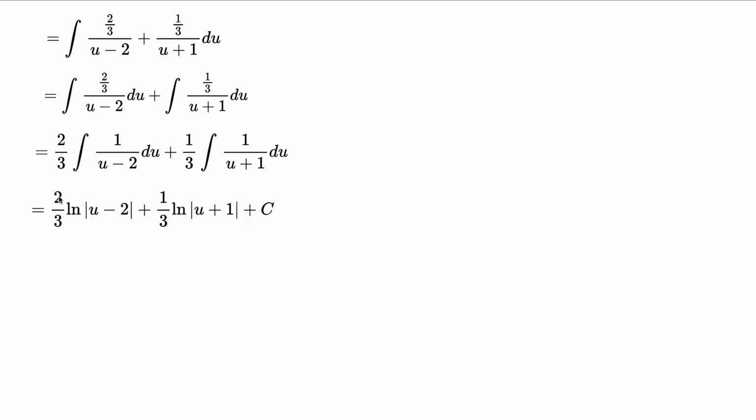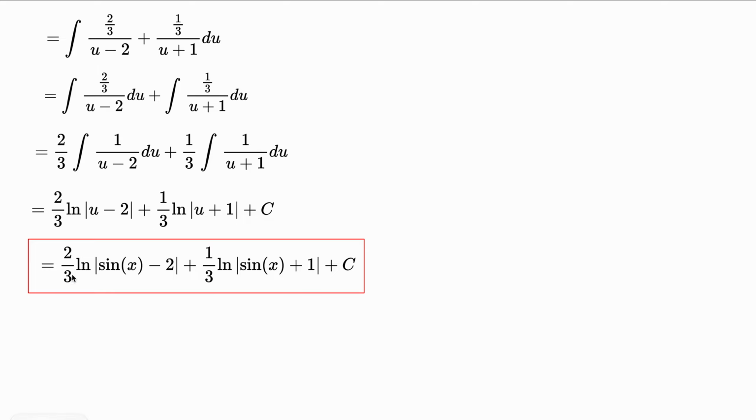So we get 2 over 3, that's just the constant, times the natural logarithm of the absolute value of u minus 2, plus 1 over 3 times ln of the modulus of u plus 1, and then we need our constant plus c, as we are dealing with an indefinite integral. And our last step is to just substitute u equals sine of x. So now we get 2 over 3 times the natural logarithm of sine of x minus 2. Of course, we have the modulus sign still, plus 1 over 3 times ln of the modulus of sine of x plus 1, plus c, as we still need the constant.